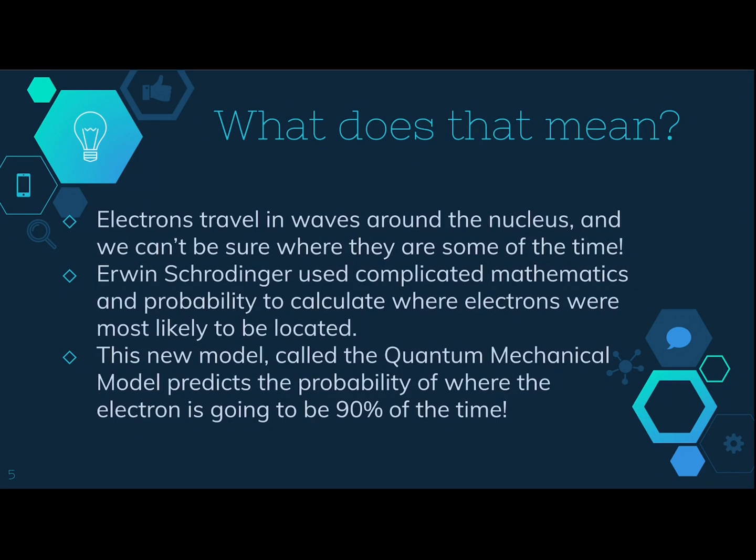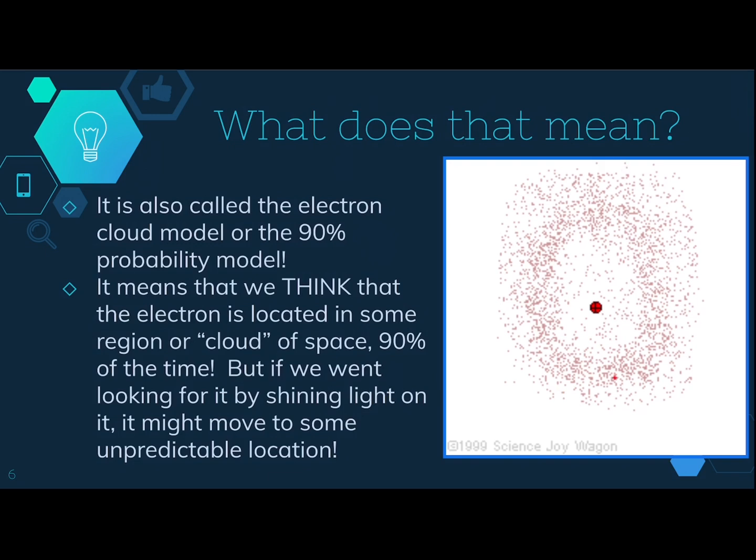So Schrödinger comes up with a new model, called the quantum mechanical model, and it predicts the probability of where the electron is going to be 90% of the time. Here's a picture of what that looks like. That red dot moving around really fast is an electron. All of those lighter dots are all the possible locations that an electron can go.